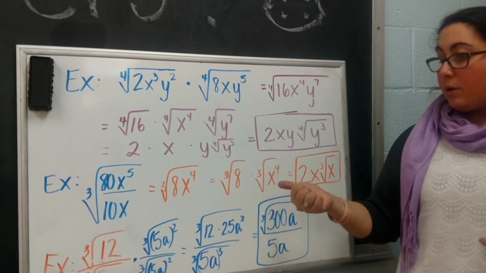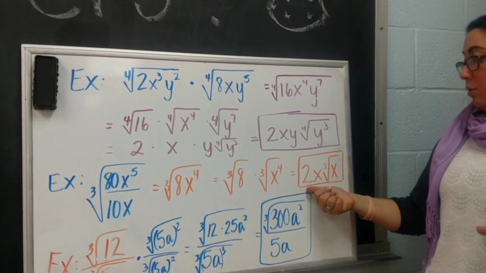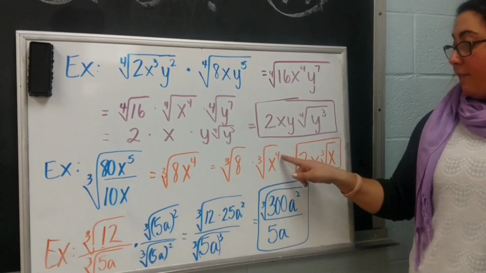The cube root of 8, what times what times what equals 8? That's 2. And here we have 4 x's.